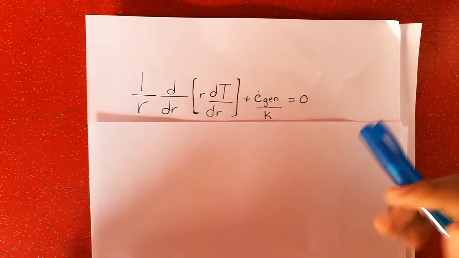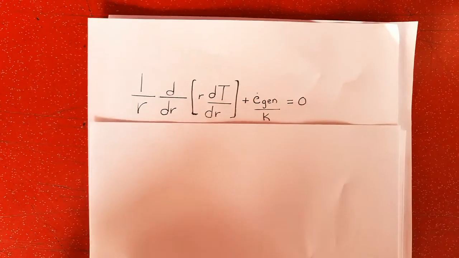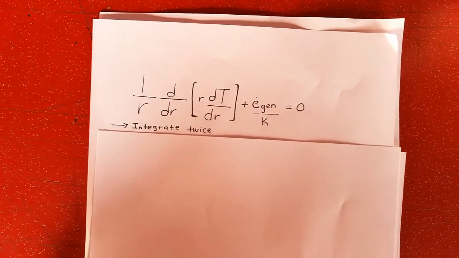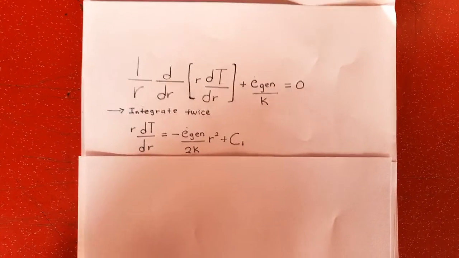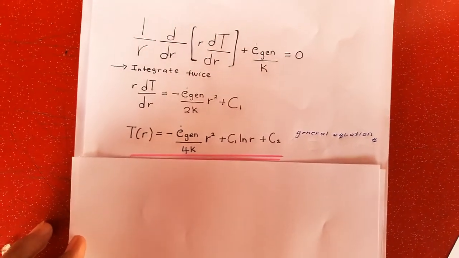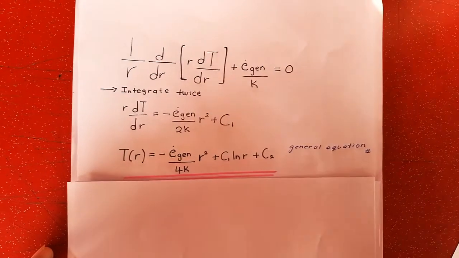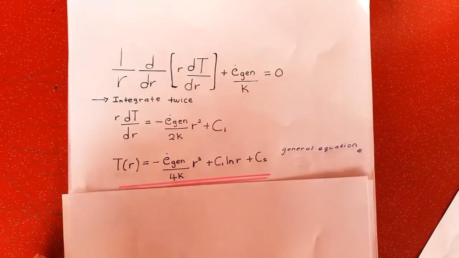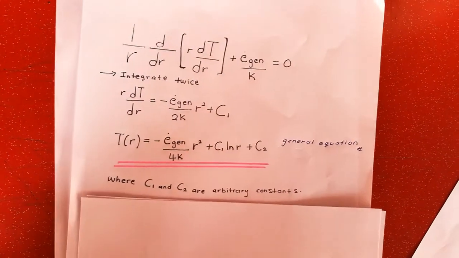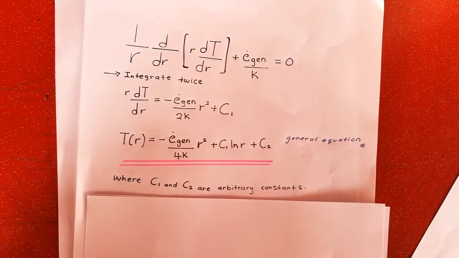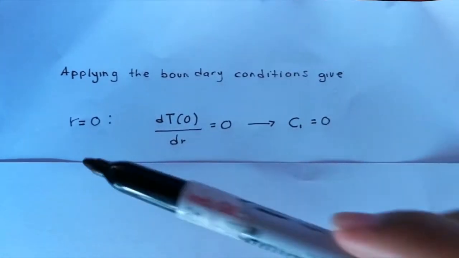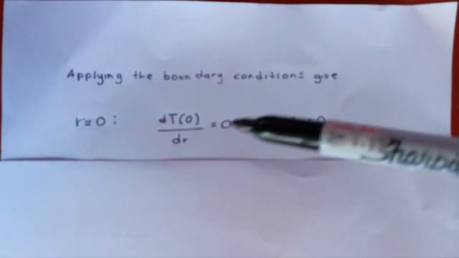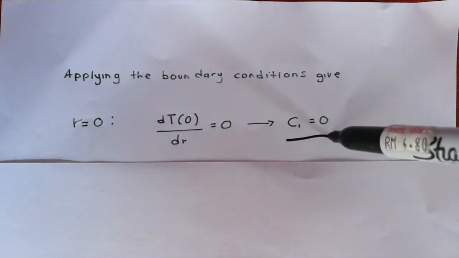So this is the equation for this problem, and then you need to integrate it twice. The first integration you get this one, and the second integration you get this one, which is the general equation for this question, where C1 and C2 are constants. Next, applying the boundary condition, at R equals 0, dT over dr equals 0, so this will give you C1 equals 0.